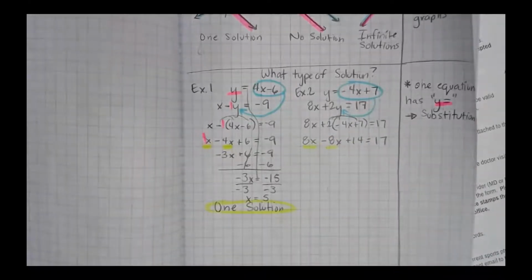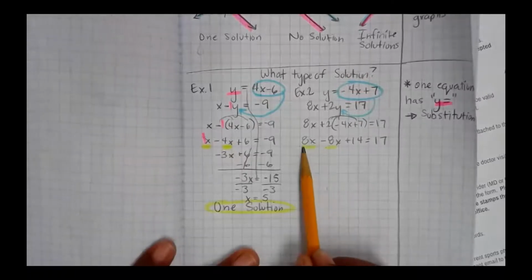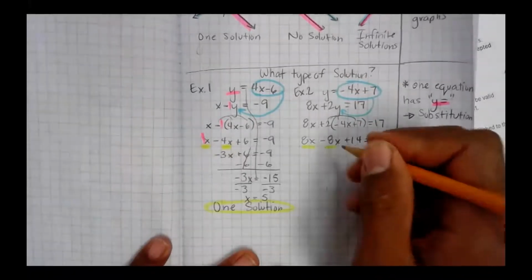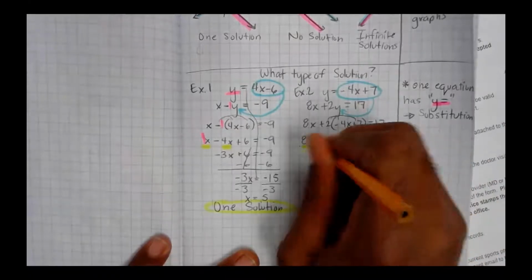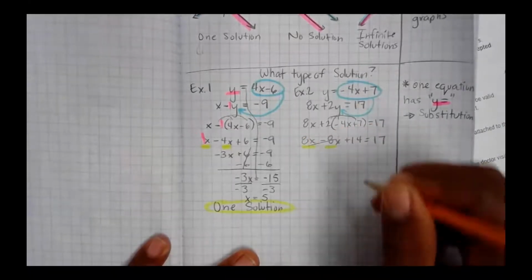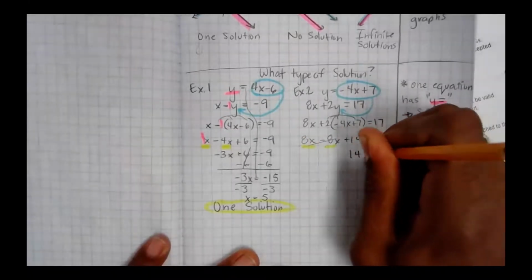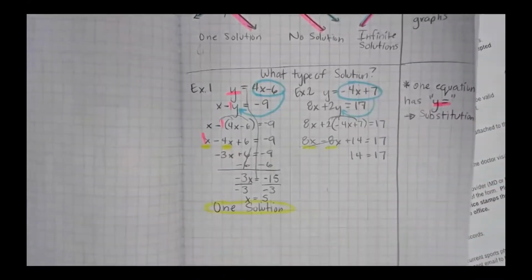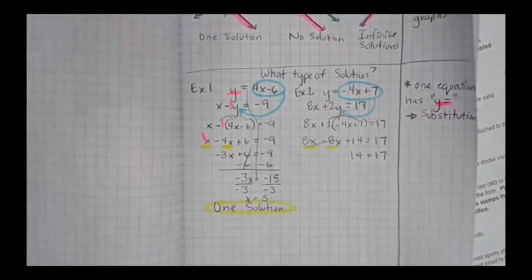Notice what happens in this problem. 8x minus 8x, that's 0. So these pretty much cancel out. All I have left is 14 equals 17. Right, so there's no more variables to solve for. If there's nothing to solve for, then that's it.